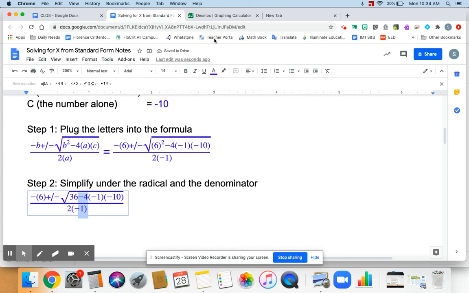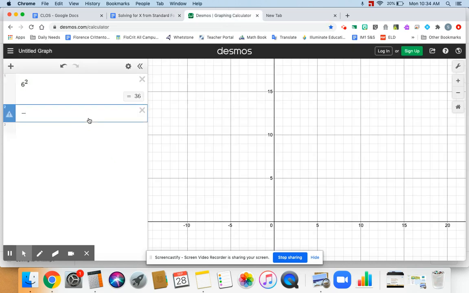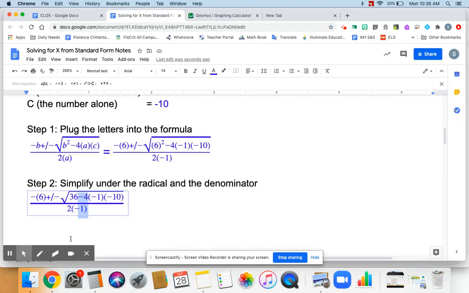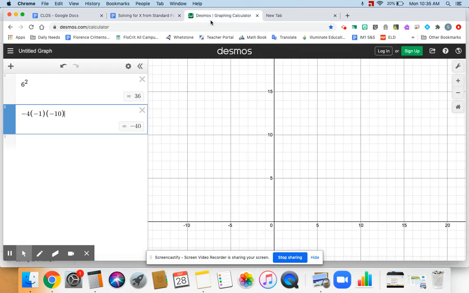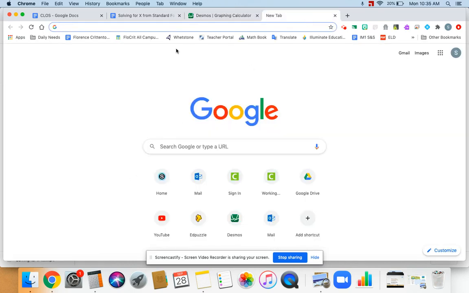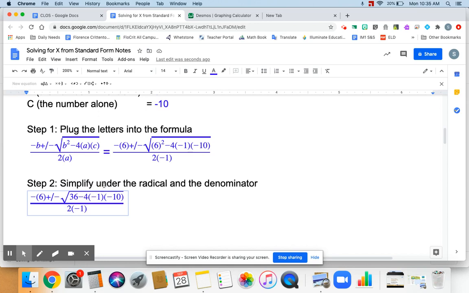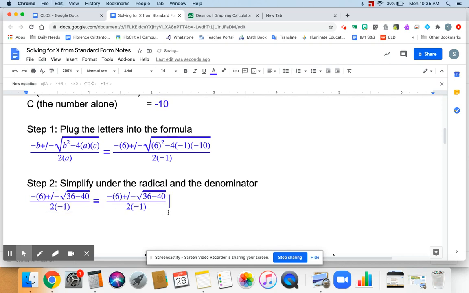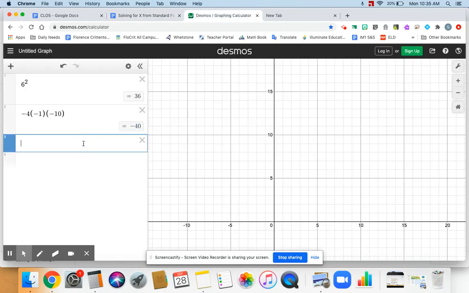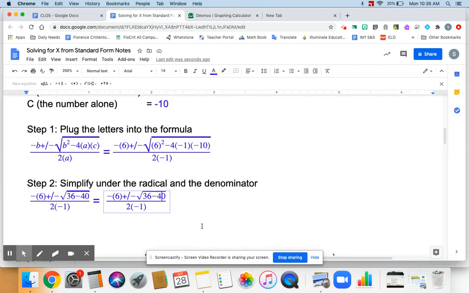Next is a negative 4, parentheses negative 1, parentheses negative 10. So negative 4 times negative 1 times negative 10 becomes negative 40. So after the 36, I'm going to write minus 40 because my answer was a negative 40. Well, I'm still not done simplifying under my radical because I still have to do 36 minus 40. And if I do 36 minus 40, I get negative 4. So when I simplify under the radical, I get negative 4.